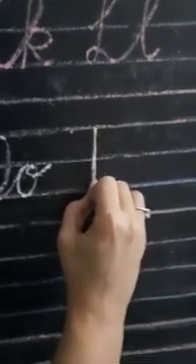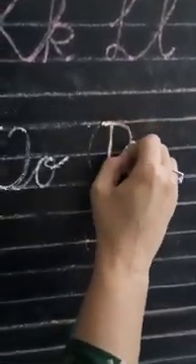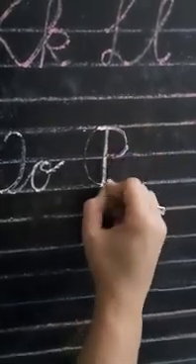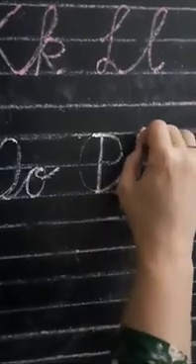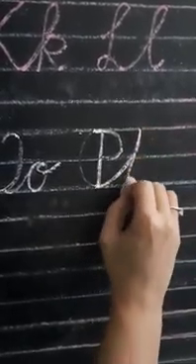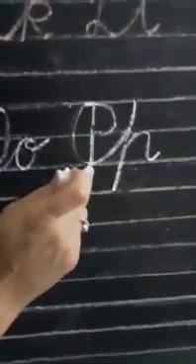Come down, go up with the curve and make a semicircle and यहीं से नीचे touch करते हुए go up and come down, come back, make a mount and take a turn. This is joining P. Okay, joining M, joining N, joining O, joining P.